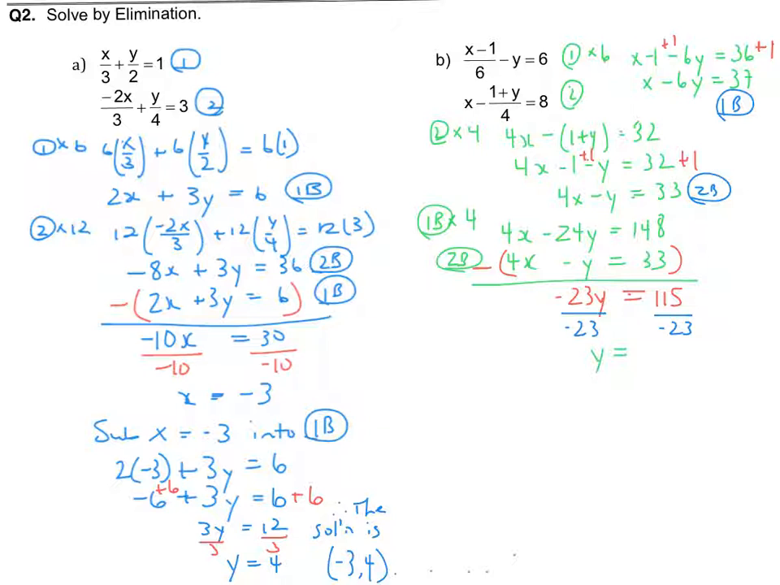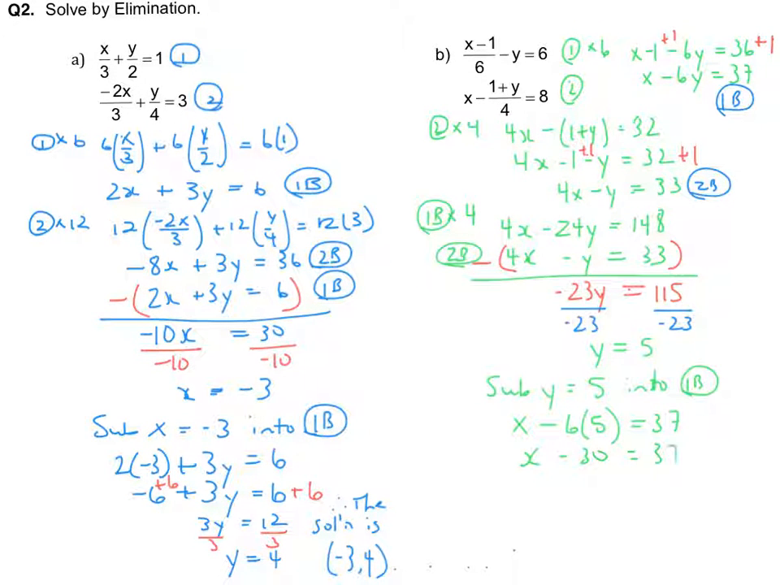Y is equal to 5, and then I sub y equals 5 into an equation. I could pick 1b or 2b, or I could go back to my originals, or I could even pick 4 times 1b, but I don't know why you would, because that would be a lot bigger. I'm going to pick 1b because I have a positive 1x on that one. It requires less work to solve for x. So I have x minus 6 times the y, which is 5, equals 37. 6 times 5 is 30, so I've got minus 30 equals 37. I'm going to add 30 to both sides to eliminate the 30 from the left side of the equal sign, and we get x being equal to 67. So my solution is 67, 5.